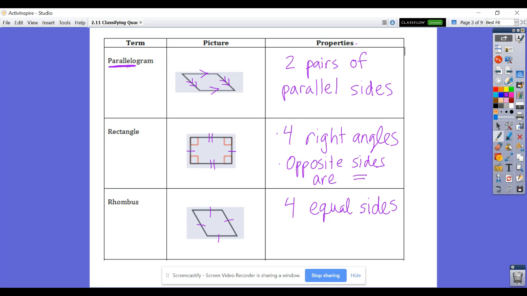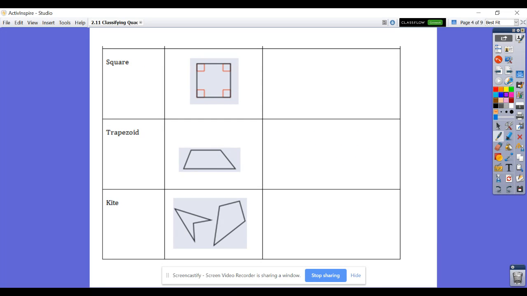So would a rectangle be a rhombus? It would not, right? Because not all 4 sides are equal, only opposite sides are equal. Okay, we have 3 more special quadrilaterals. This one's probably the most famous quadrilateral, the square. And a square has 4 right angles, but it also has 4 equal sides. So that makes it a little different than a rectangle, right? Because this side equals this side equals this side equals this side. We'll add our math notation on there.